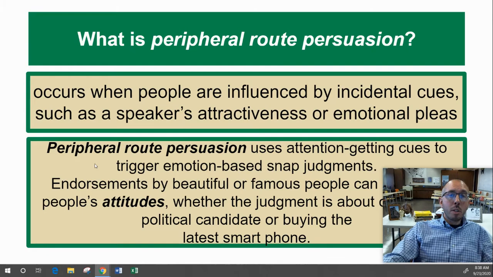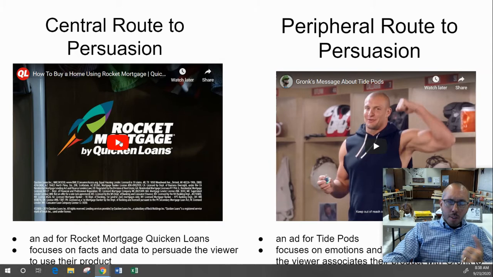You should totally watch these two different videos on the slides. Here is one for Rocket Mortgage that is going to be very much about facts and figures and data. And this other one for Gronk is basically just using his muscles to try to sell Tide Pods. They have nothing to do with that. Gronk has never come to my house to do my laundry, nor do I think he's really all that great at doing laundry, but they're trying to use a beautiful, famous person to get you to hear that message.